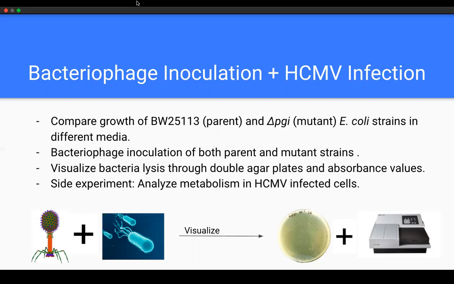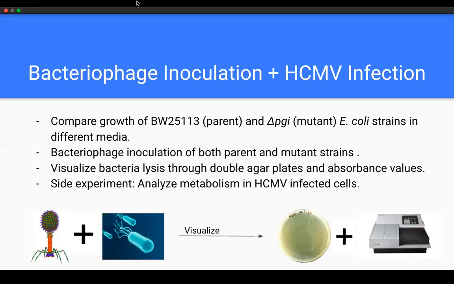And the way we measured this was through absorbance, which makes sense because cells of bacteria and E. coli are cloudy. And then we also visualize them through a method we use called double agar plates, which basically allows us to see plaques or holes where no bacteria grow because of lysis in bacterial lawns.